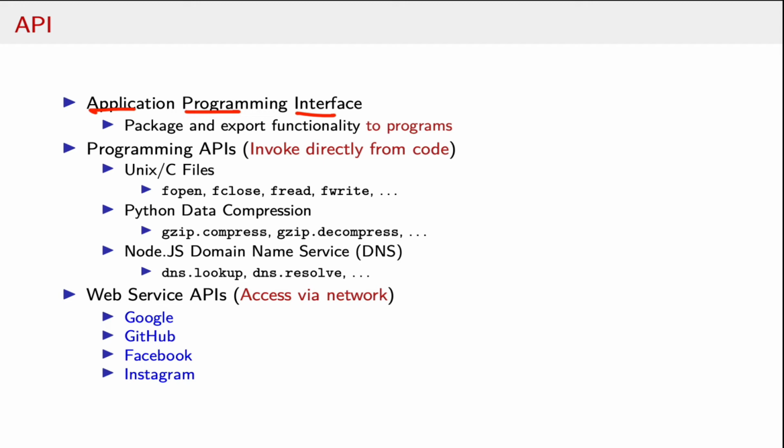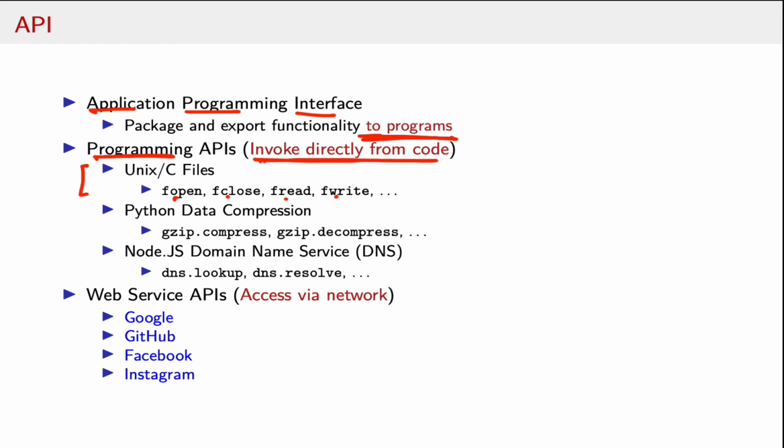So in a general sense, an API is a package that exports functionality to programs, right? I can use this API from a program that I'm creating. So here are a few examples of what we would think of as programmatic or programming APIs. These are things that you're just going to invoke directly from your code. A simple example of this is the API that's provided in the Unix and C standard library. So I've listed things like fopen, fclose, fread, and fwrite to talk to files. You can think printf, scanf, malloc, free.